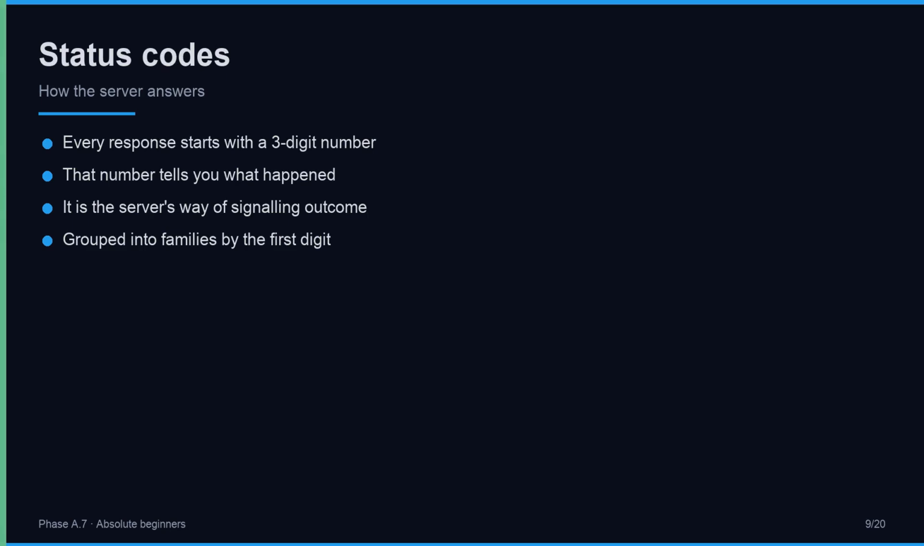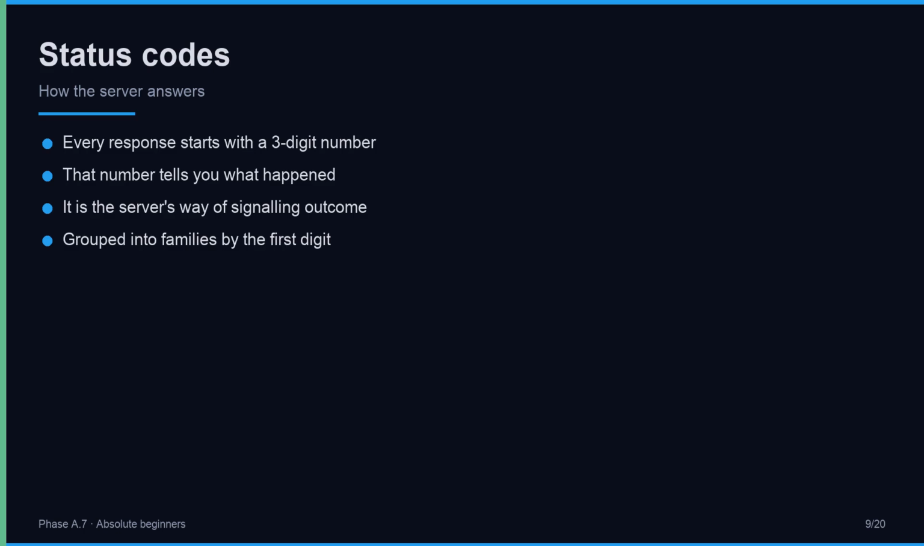That number is the server's way of telling you what happened. Did the request work? Did you ask for something that does not exist? Did the server crash? The status code answers before you even look at the data. You do not need to memorize dozens of codes, you just need to know the families. The first digit of the number tells you which family you are in. That single digit tells you whether to celebrate, redirect, fix your request, or pity the server.